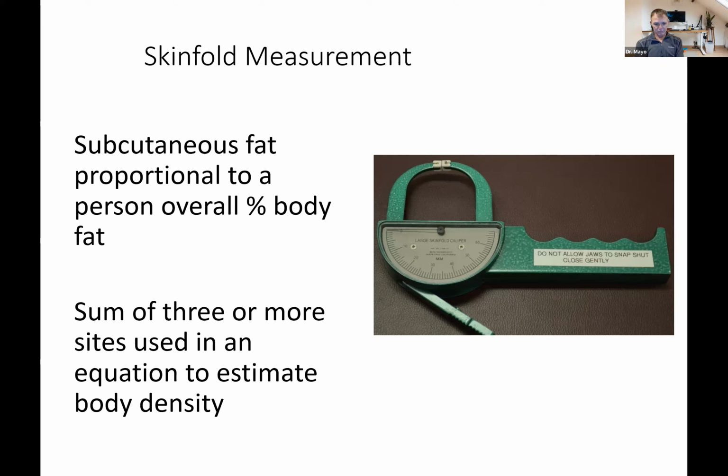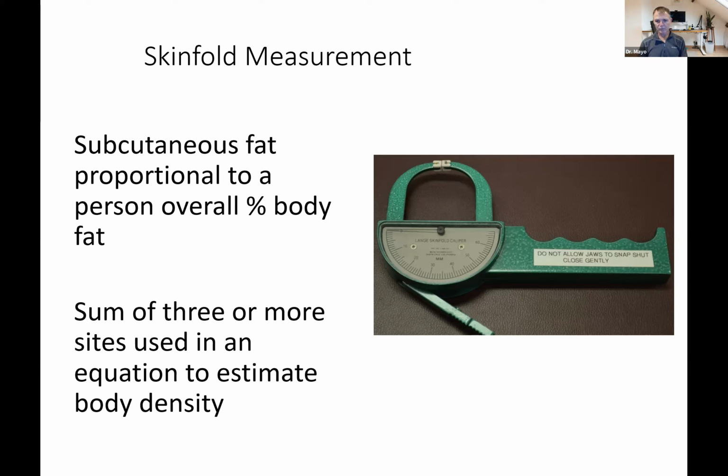So let's start with what's on the slide. How does this test work? Well, you pinch different sites on the body. What we know is that the subcutaneous fat, the fat that's below the skin, is proportional to someone's overall total body fat. So we pinch 3 sites on the skin, we add those up, and then we put them into a calculation that determines body density, just like we did with the hydrostatic weigh-in. You get some little bitty number for body density, then you put that into the calculation for body fat.